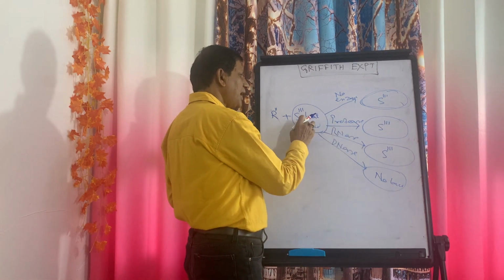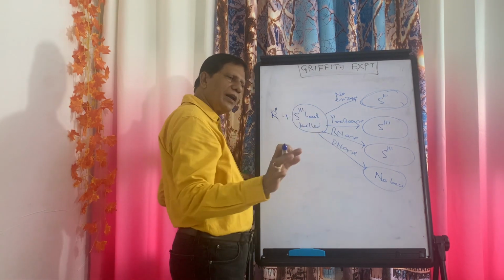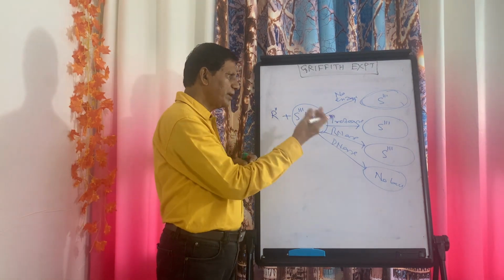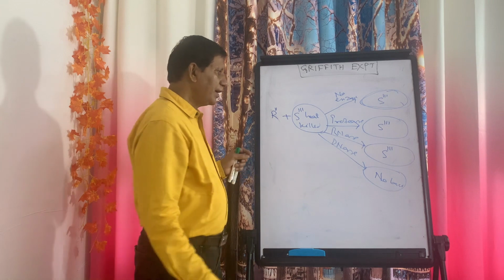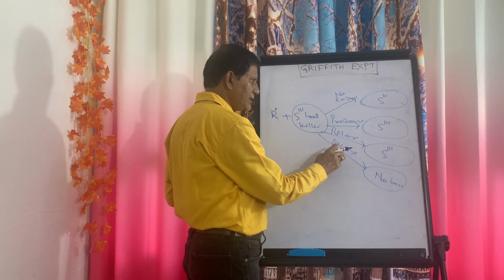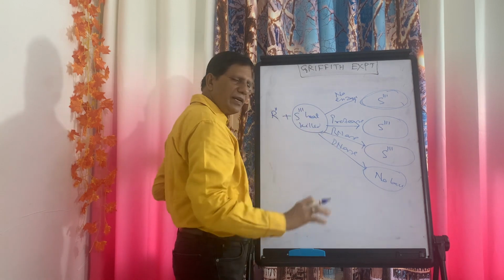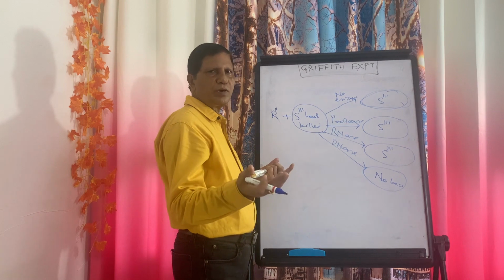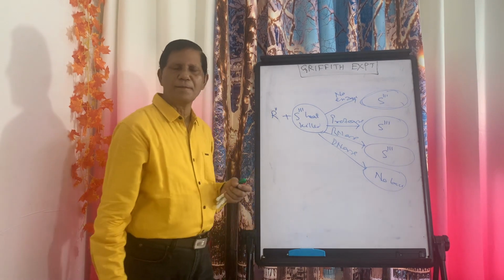Again, when it was treated with the RNase, that means in the heat kill form there is no RNA, but protein and DNA are there, then again the R2 is converted to S3. In the final experiment, when it was treated with the DNase, that means in the heat kill form there is no DNA, but RNA and proteins are there, then there is no transformation, there is no bacteria.